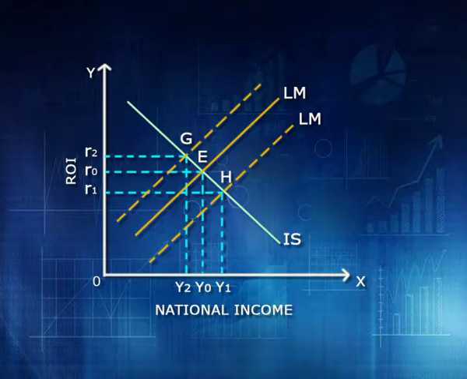As given in the figure here, we can observe the equilibrium at point E goes down to point H as there is a fall in rate of interest and income increases. Contrary to this, if the rate of interest increases, it is evident that a new equilibrium is formed at point G and the LM curve shifts to left.